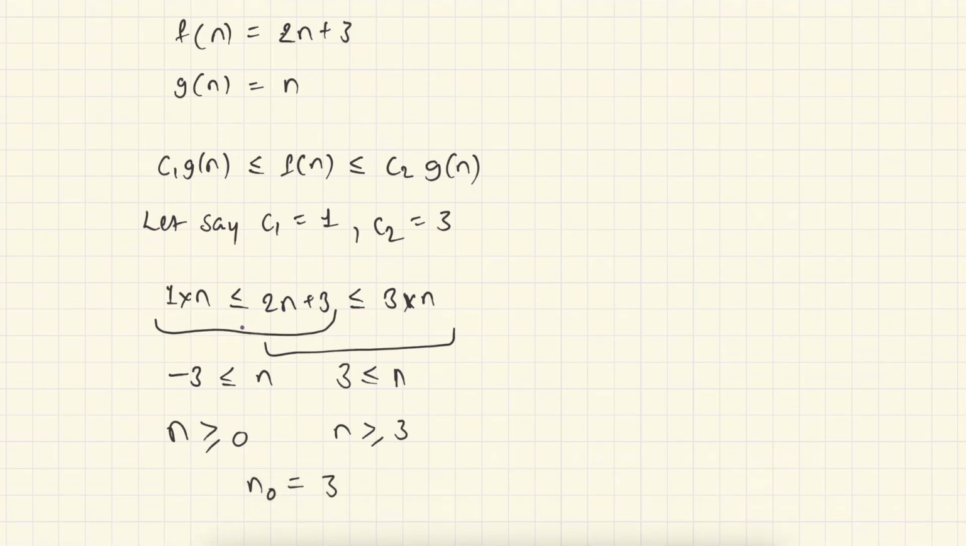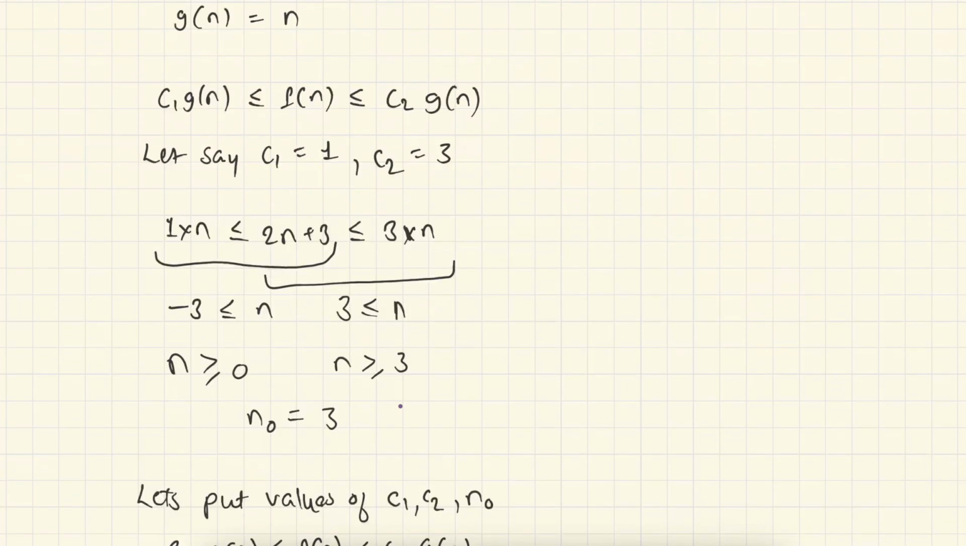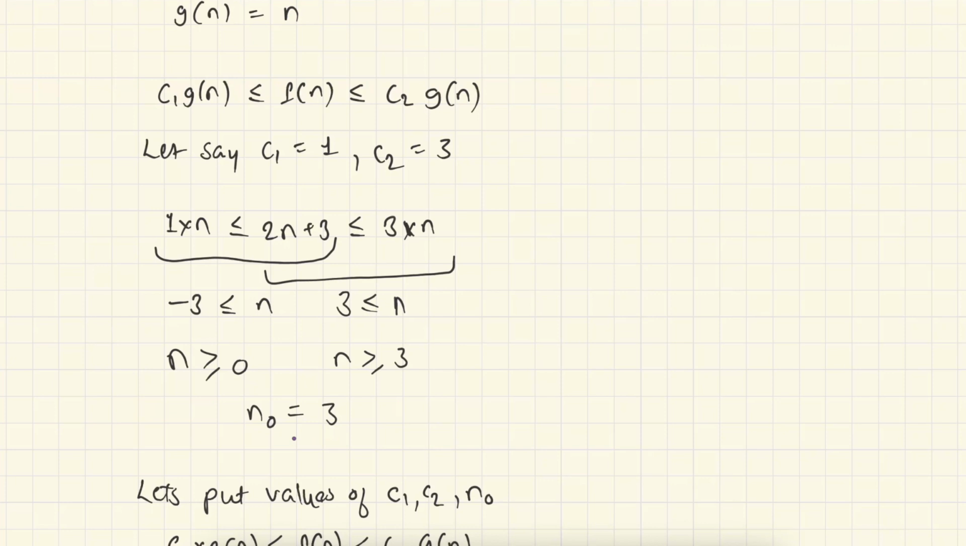By solving the left part of the equation, we get n is greater than or equal to minus 3, and by solving this part of the equation we get 3 is less than n. So overall our n0 is going to be 3. Why? Because n is greater than 0 and here n is greater than 3, so n equal to 3 covers both the cases. So our n0 is always going to be 3.